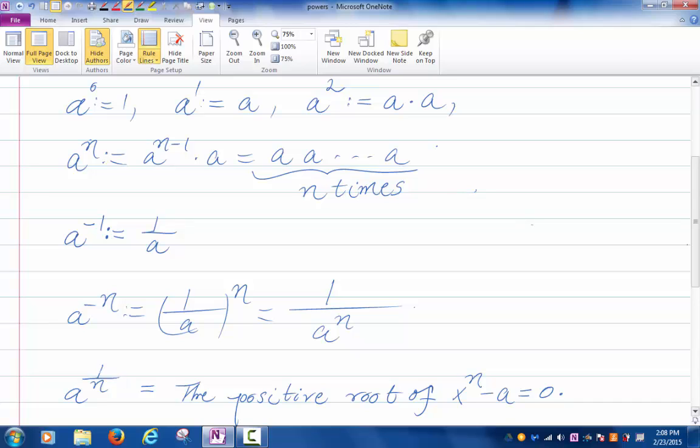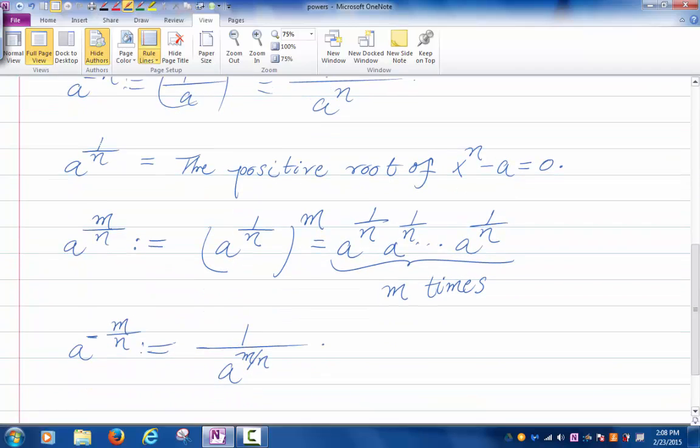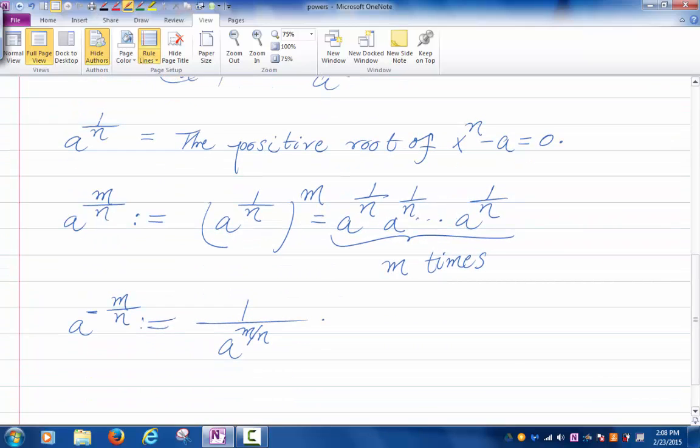For that, first of all I need to know what it means to raise a to 1 over n, where n is a positive integer. Well, the meaning of a to the 1 over n is that it is the positive real root of the equation x to the n minus a equals 0. This is called the nth root of a.